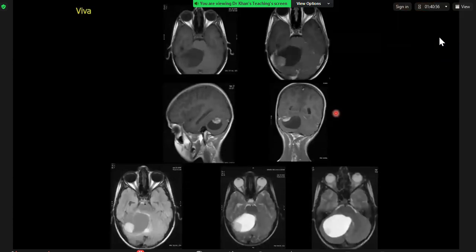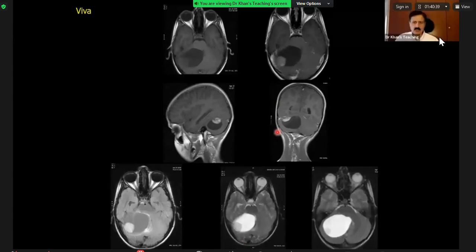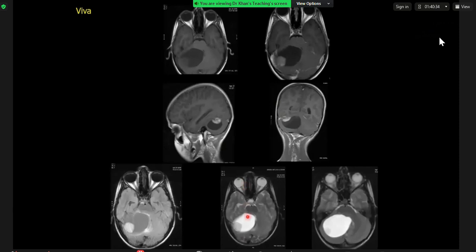Okay, candidate 3 for you. So I've got multiple axial, coronal and sagittal slices on T1 and then T2 and FLAIR. It's predominantly cystic. This is post-contrast. Okay, so it's a predominantly cystic lesion with an enhancing peripheral nodule within the right cerebellum with local mass effect.